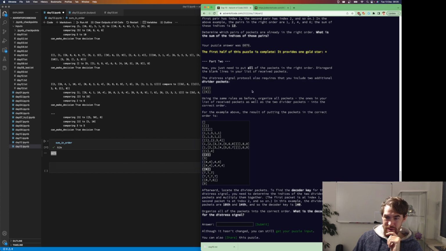Now you just need to put all the packets in the right order. Disregard the blank lines in your list of received packets. The stress signal protocol also requires that you include 2 additional divider packets. So are we sorting the entire list? The stress signal protocol also requires that you include 2 additional divider packets.